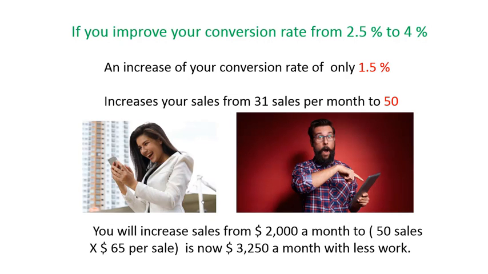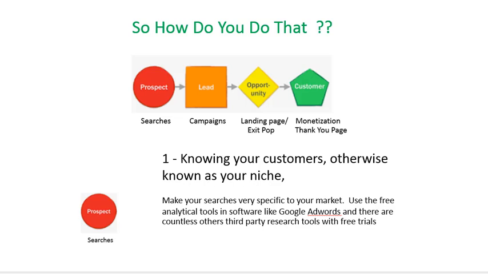If you improve your conversion rate from 2.5% to 4%, it's only an increase of 1.5%. But you're going to increase your sales from the 31 sales you need per month to 50. So you're going to go from $2,000 a month to $3,250 a month with the same amount of work or less. We're going to get into that later. So the question is, how do you do that? How do you increase your conversion rate?